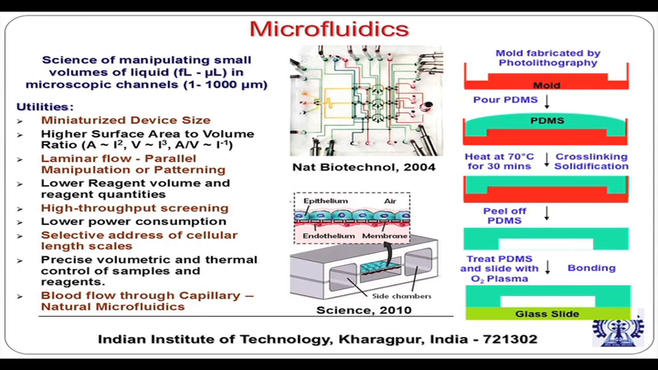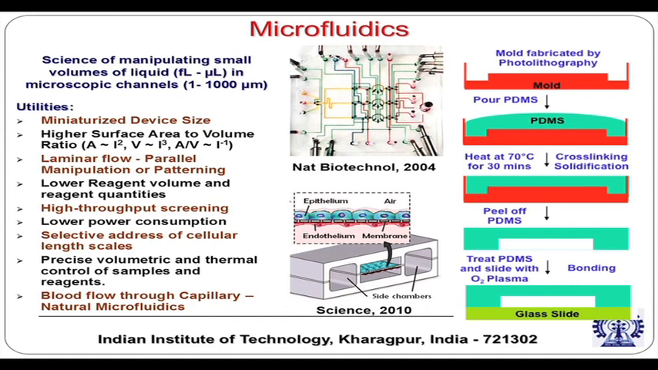In biomicrofluidics of cells and DNA we will be mainly concerned about the interfacing of microfluidics with cells or with DNA, or in general with cellular biology or with genomics for instance. So as we know, microfluidics deals with miniaturized devices and is mainly concerned with laminar flow. It requires lower reagent volume and reagent quantities. One can use it for high throughput screening.